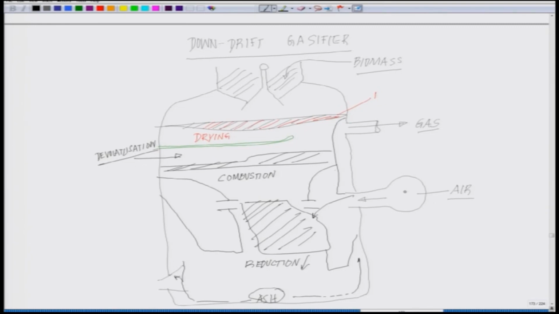So, in other words, here the arrow will be like this. What does that mean? That means feed and the air move in the same direction. Point 1 for your take home message: feed, which is basically equivalent to biomass, and the air move in the same direction. That is, both of them are moving downward. That is why we call it a downdraft gasifier.